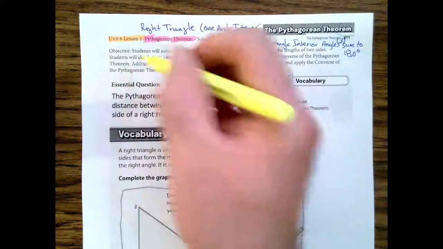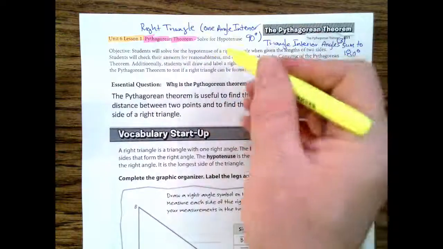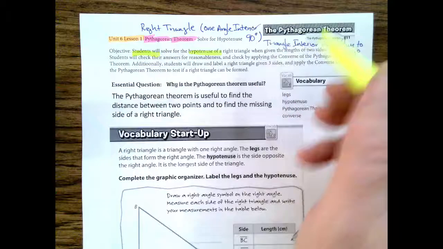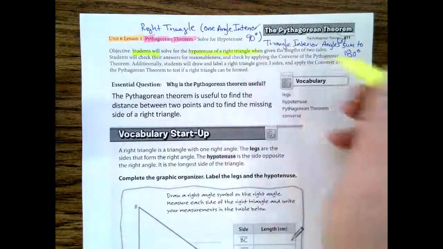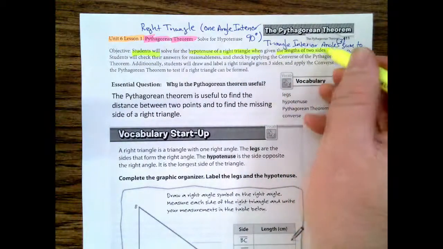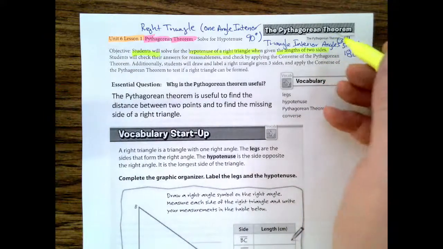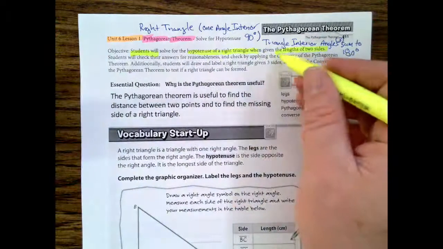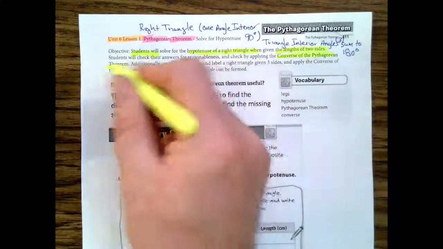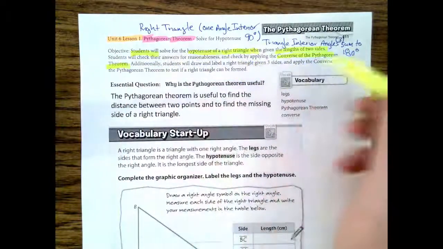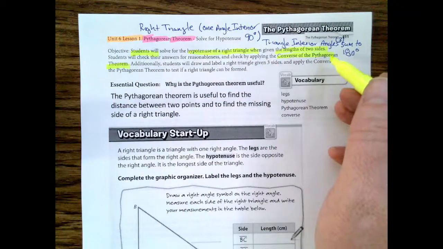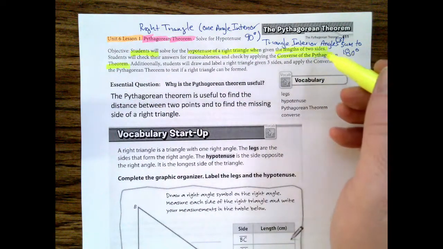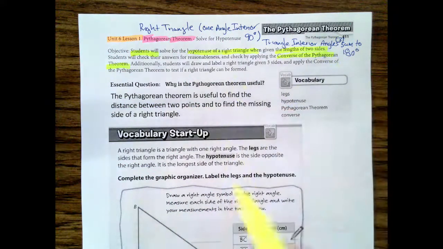So let's take a look at our objective. In Lesson 1, we're just going to solve for what we call the hypotenuse. We're going to take a look at a right triangle, given the lengths of 2 of the sides. We call those legs. And then we'll check for reasonableness, but then we'll look at the converse of the Pythagorean theorem. So basically, if we have 3 side lengths given, will the Pythagorean theorem work? And if it does, then we have a right triangle.